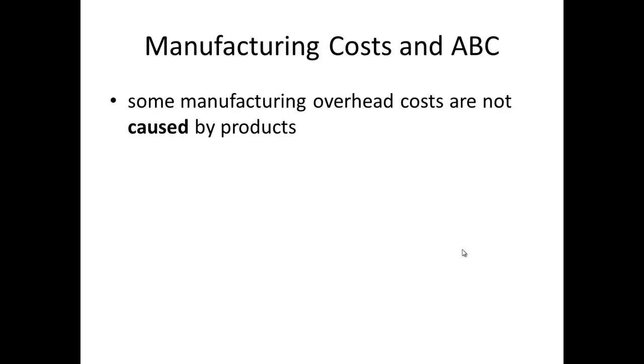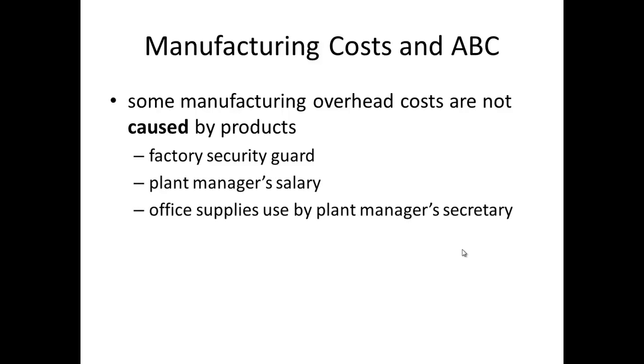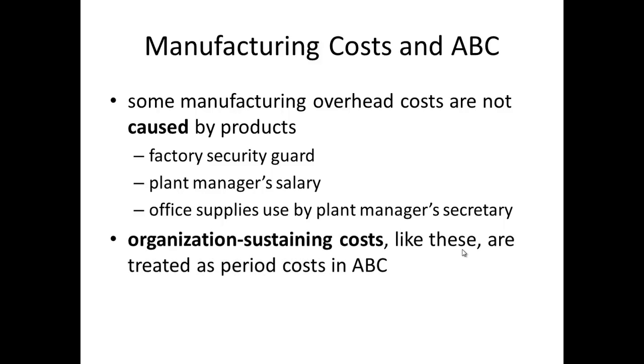When you're looking at an ABC system, activity-based costing system, there's a couple things to point out about manufacturing costs. Some of the manufacturing overhead costs are not necessarily caused by the products, like your factory security guard, your plant manager's salary, any office supplies that are used by the plant manager's secretary. So these costs are called organization sustaining costs. These are treated as period costs in an ABC environment. They're not product costs.